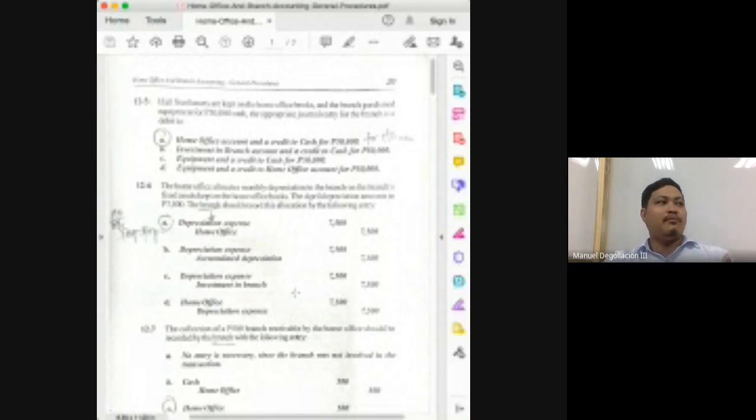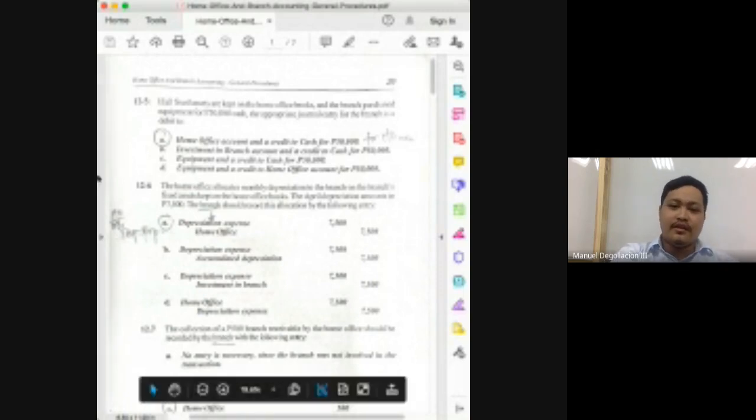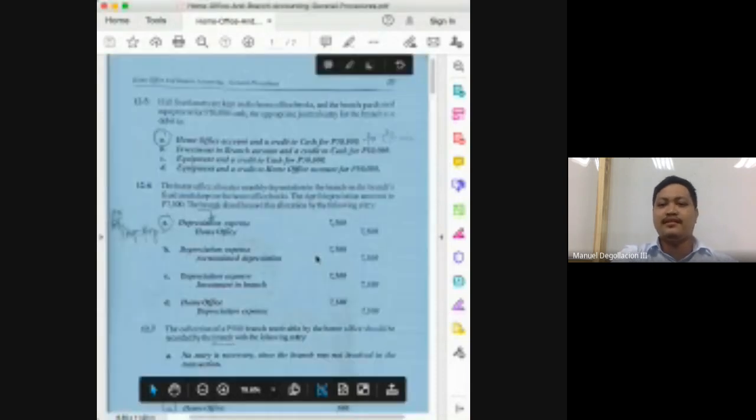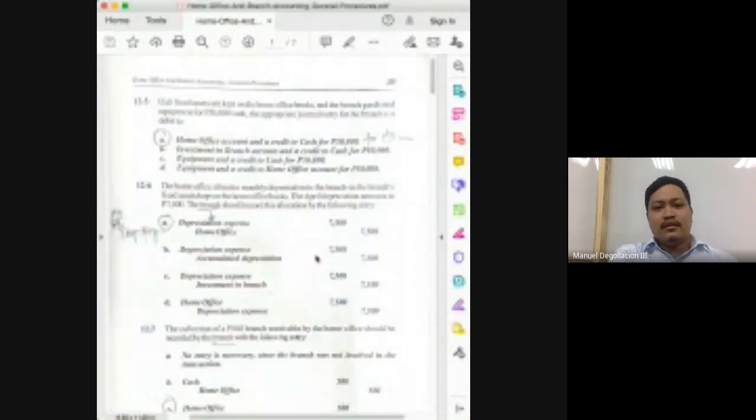Because again, the problem has explicitly told us that all assets, fixed assets of the branch, are to be maintained in the books of the home office. So it would make sense that no equipment will be involved in the entry of the books of the branch. So the complete entry in the books of the branch would be debit, home office, and credit, cash.